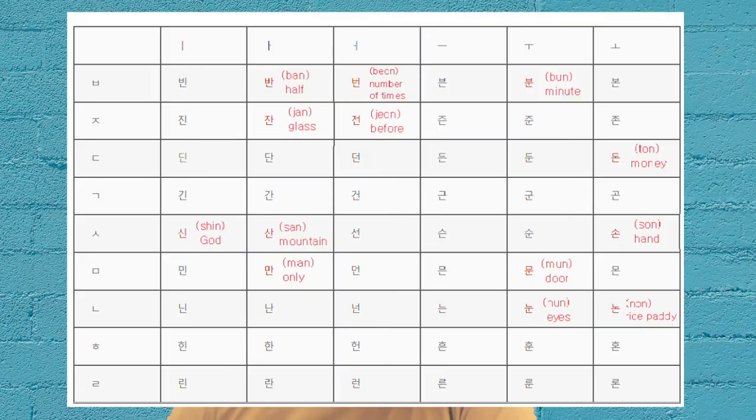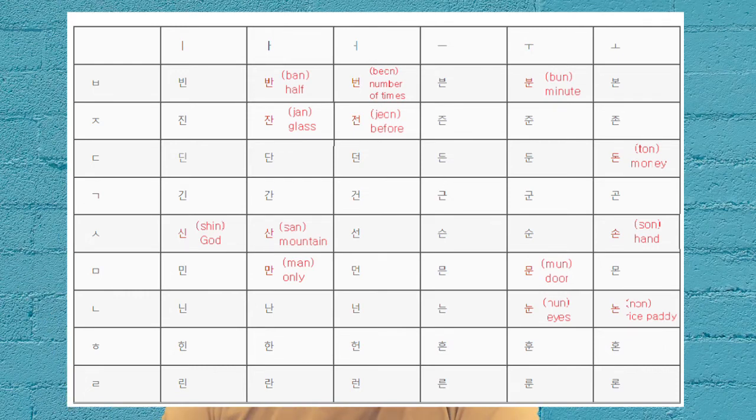Okay, N sound. We have ping, ban. Ban is half. It means half. And then bon, it means number of times. For example, hanbon means one time. Dubon means two times. Sambon means three times. Bun is minute.